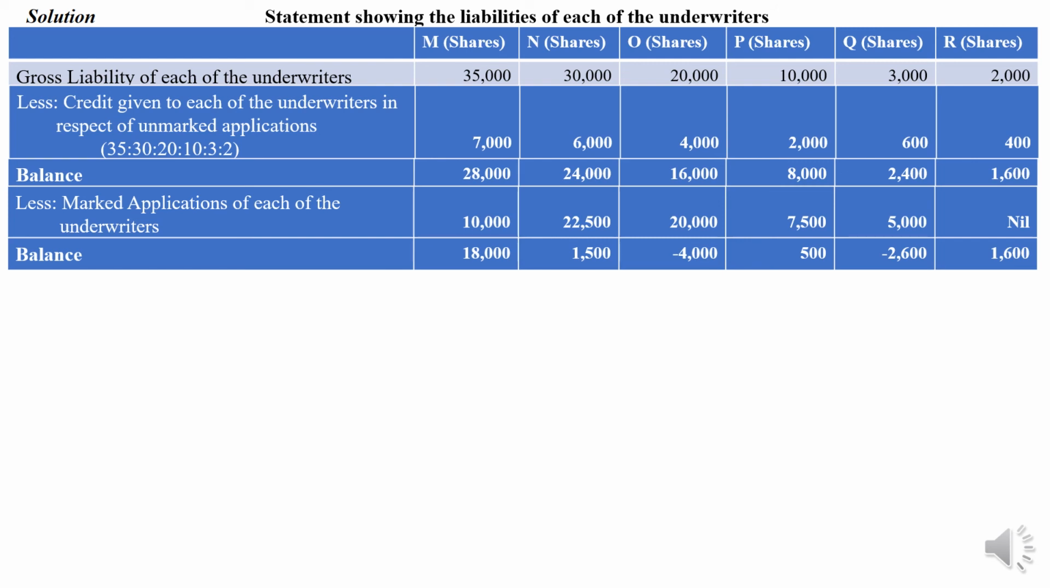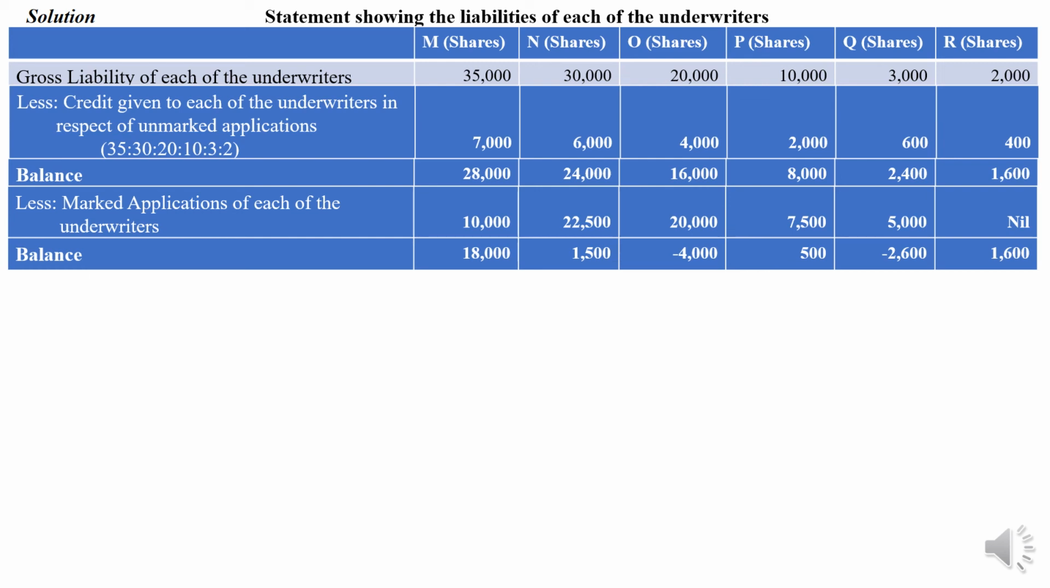For M it is 18,000, N it is 1,500. For O, look here, marked applications are more than the credit given in the gross liability, therefore there is a surplus of 4,000. For P it is 500, and again in the case of Q there is a surplus of 2,600, because marked applications are more than the gross liability, and in the case of R it is 1,600.